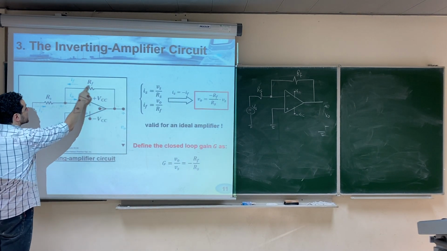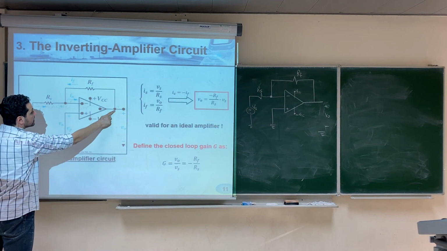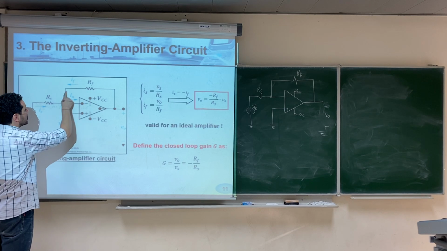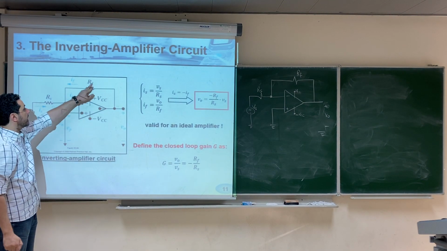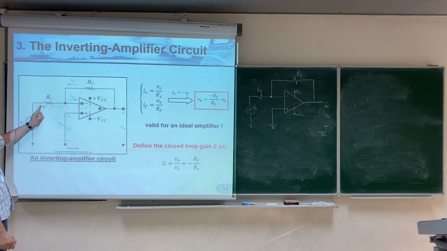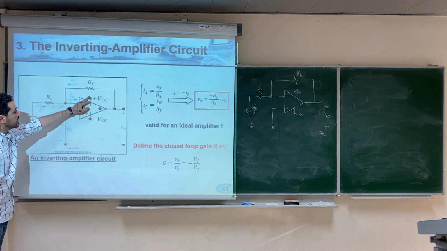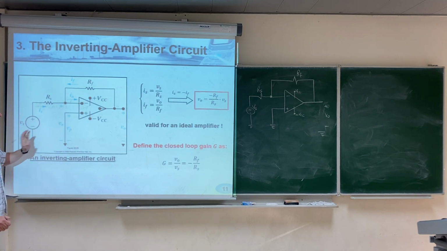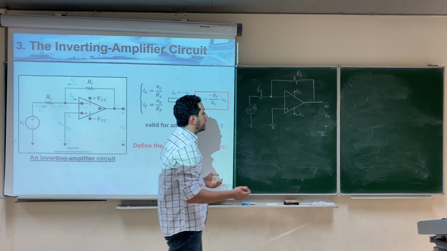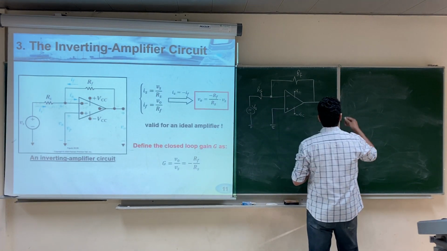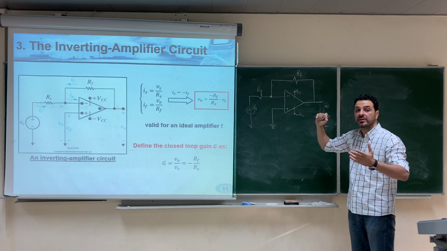Then there is a feedback resistor Rf that feeds the output voltage to the inverting input of the amplifier. So we have a feedback resistor Rf, and we have an input resistance Rs connected to the source, in addition to the DC supplies. As you see in this circuit, we'll assume an ideal op-amp. If we assume an ideal op-amp, then we have two important assumptions.